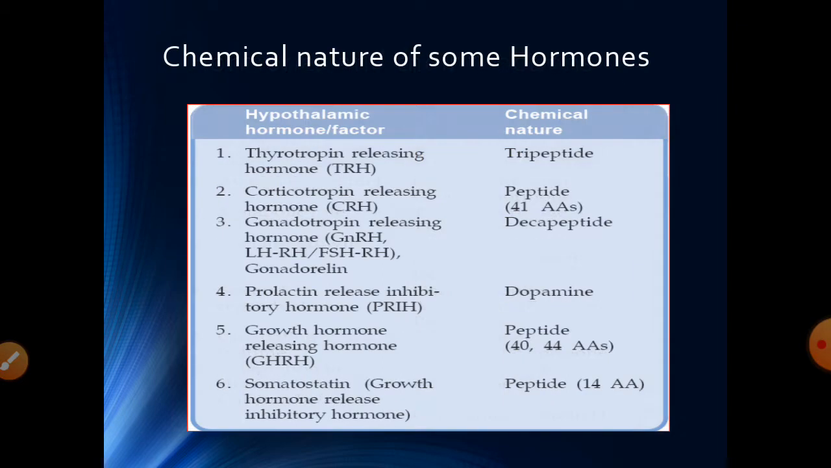The next important table is chemical nature of some hormones, like TRH, thyrotropin releasing hormone, is a tripeptide in nature. Then comes prolactin release inhibitory hormone, which is dopamine in nature, and then somatostatin, it is 14 amino acid. This way they can ask questions like how many amino acids are present in a specific hormone, then you have to answer it. If you remember this table, then you can answer it easily.